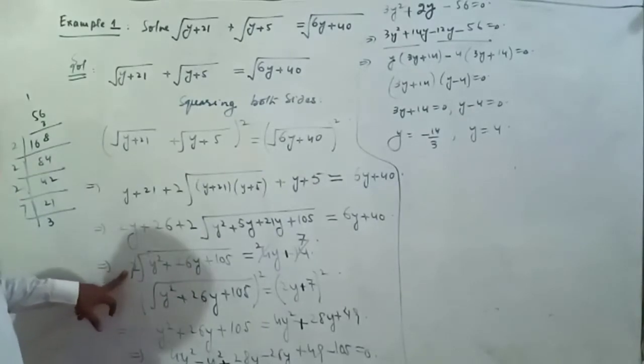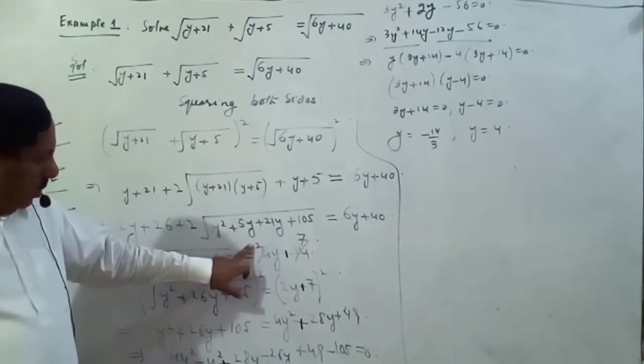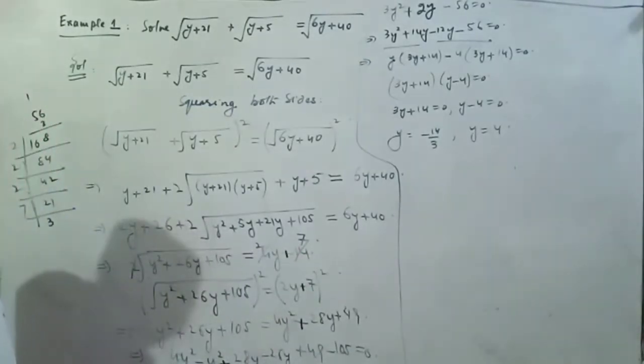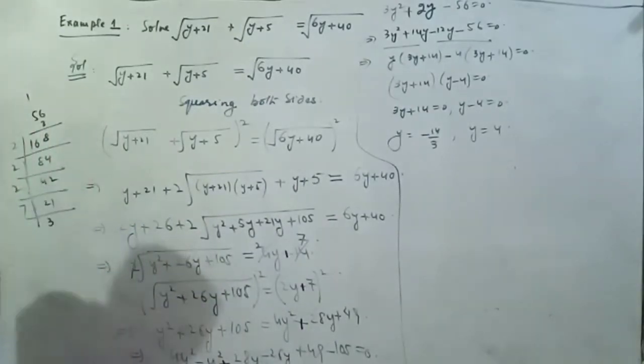Here 2 is with respect to the multiplication. When we shift it here, this will be converted into division. 14 divided by 2 is 7. The result will be 2y plus 7. Again removal of the radical sign, squaring both sides.